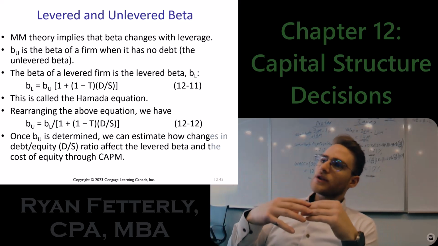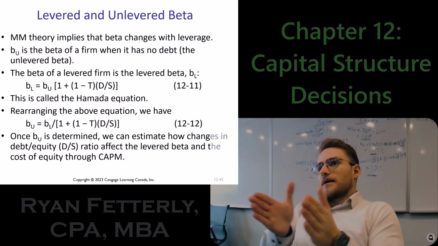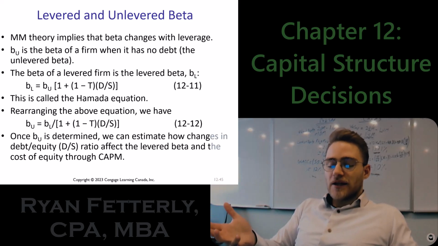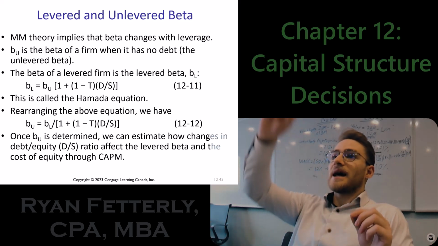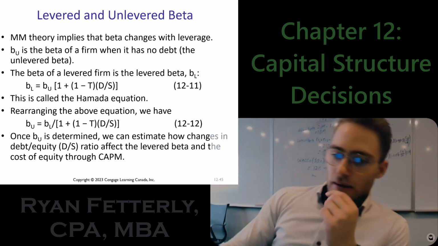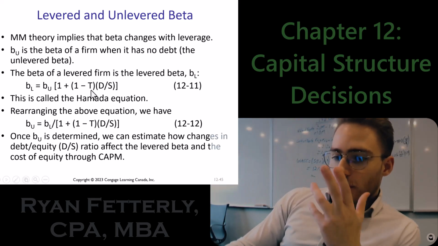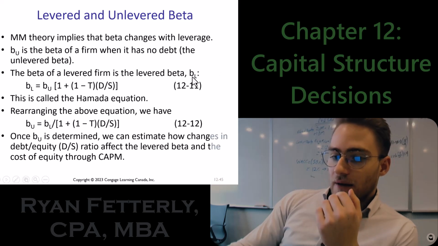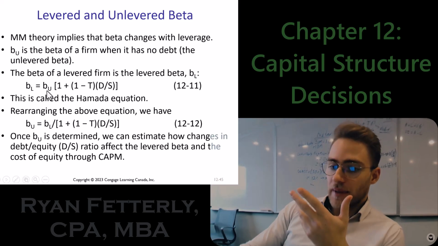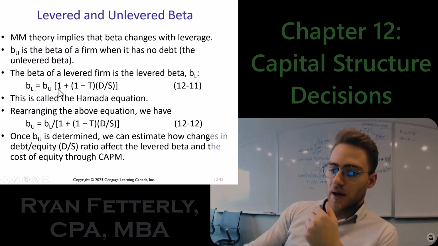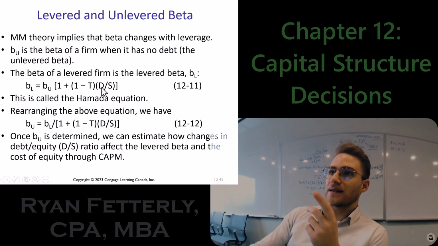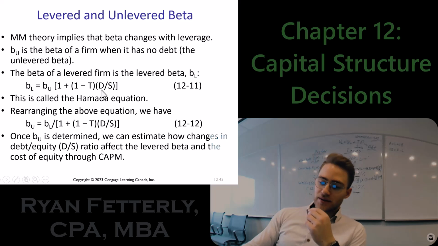When I add leverage, as I showed, the volatility of my returns increases. Therefore, my beta also increases, because financial leverage makes my returns far more volatile. So the beta of a levered firm, levered beta, BL, is calculated by taking the unlevered beta and multiplying it by 1 plus (1 minus the tax rate) multiplied by debt divided by my equity balances.